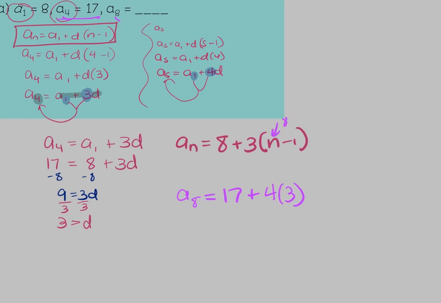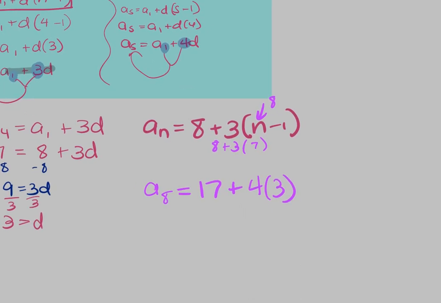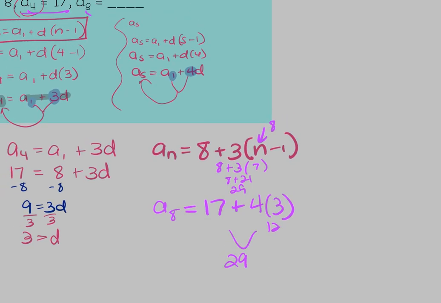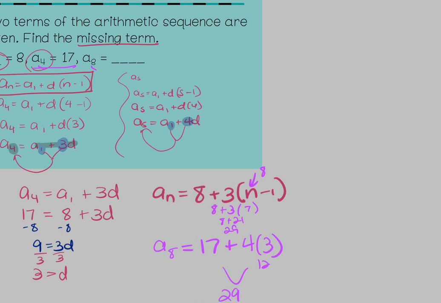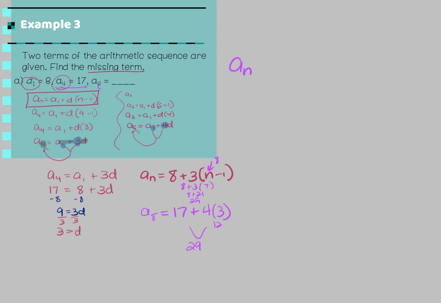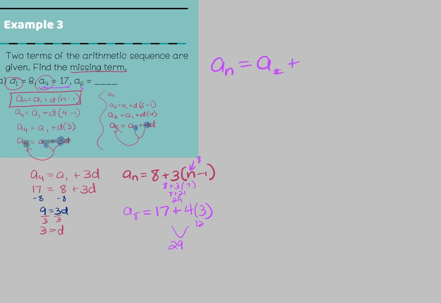So in both these scenarios, our N is 8, so this would be 8 plus 3 times 7. 8 plus 21 is 29, and 17 plus 12 is also 29. So you don't have to use your initial term once you establish what D is. You can do A of whichever term plus the difference between N and that term's number, times D. So AN equals A of any other term here, plus N minus that number times D.